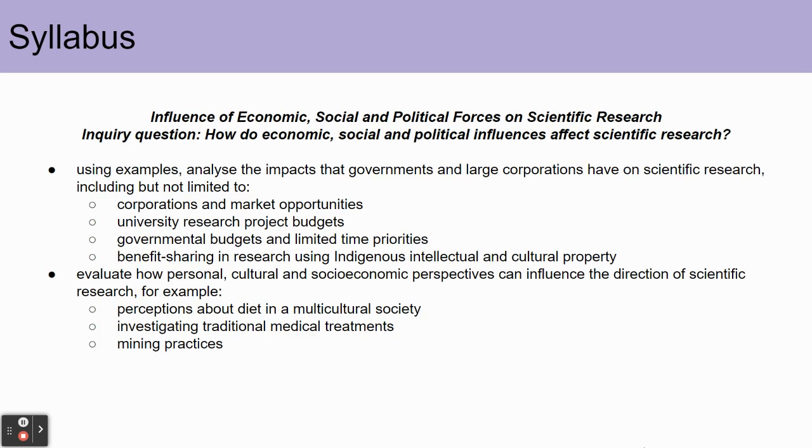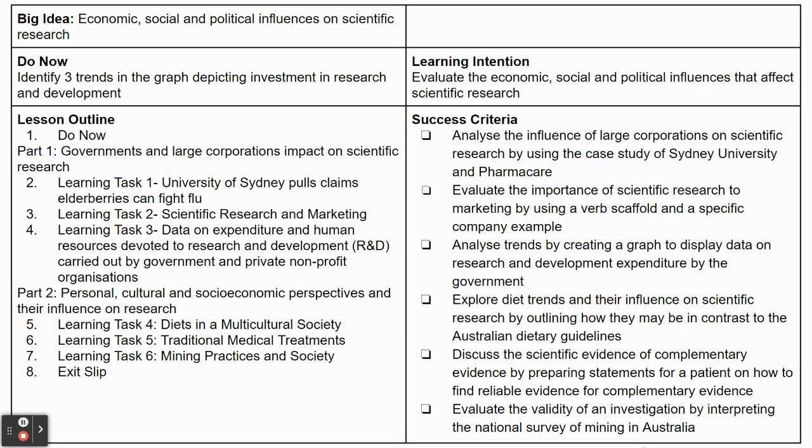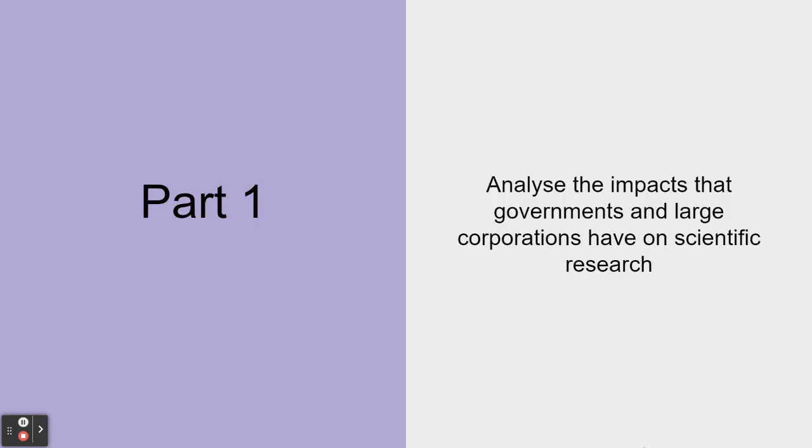In this video, we're looking at our inquiry questions, similar to the end of last cycle: how do economic, social, and political influences affect scientific research? We're going to be looking at the impacts that governments and large corporations have on research, and then we're going to evaluate how personal, cultural, and socio-economic perspectives can influence the direction of research. So part 1, we're going to look at the impacts that governments and large corporations have on research.